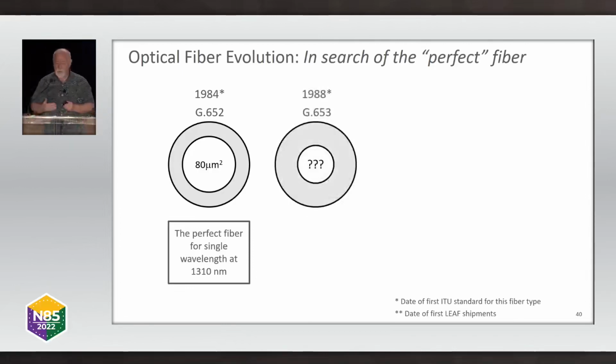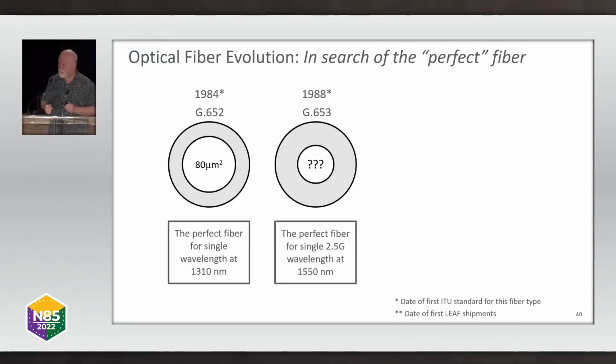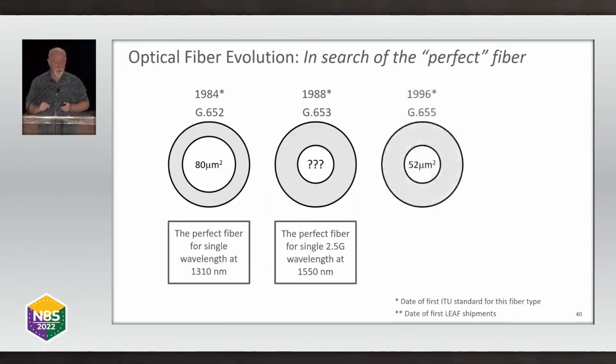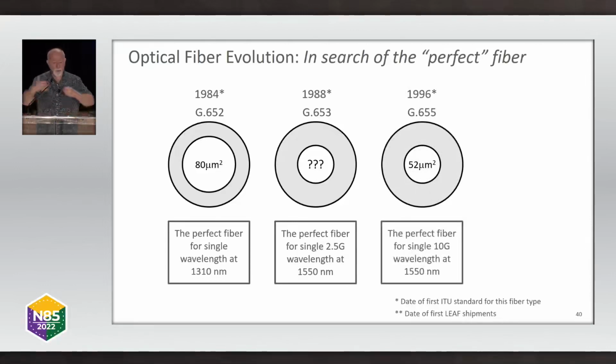But then somebody says, oh, we can now build lasers at 1550 nanometers. And it turns out that G652 has very high chromatic dispersion at 1550 nanometers. So somebody invents G653 fiber, and that's the perfect fiber for single 2.5 gig wavelengths at 1550 nanometers. It has 0 dispersion at 1550 nanometers. Then another version of fiber comes out, G655, which is the perfect fiber for single 10 gig wavelengths at 1550 nanometers. So all of these are essentially predating DWDM.